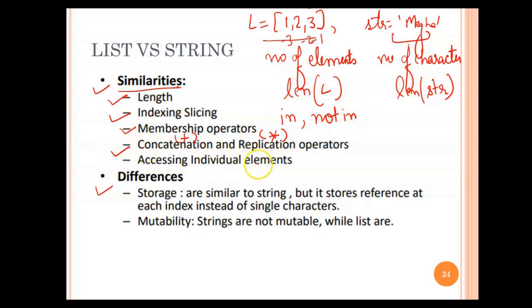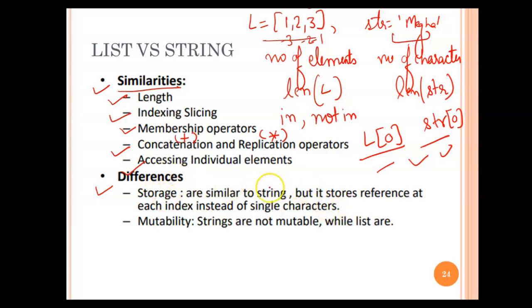Then next is accessing an individual element. With the help of the position, you can access the element. If you are in a list, you can write L[0]. It is going to fetch the first element in the list, and if you are in a string, then you can do it with the help of index 0. So by this, both are going to work, right? Now the differences. Storage is similar to a string, but a list stores references at each index instead of single characters.